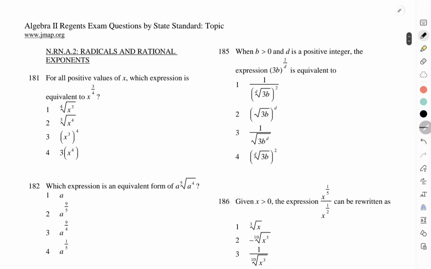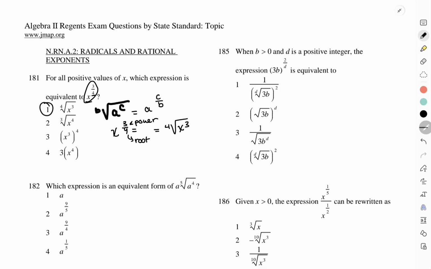So question 181 says, for all positive values of x, which expression is equivalent to x to the 3/4? So if we apply our rule again, where we had the b-th root of a to the c, that is going to be equal to a to the c over b. So in this example, x to 3/4, the 4 is going to become our root, 3 is going to be our power. So we're going to rewrite it as the 4th root of x cubed. So that would be answer choice 1.